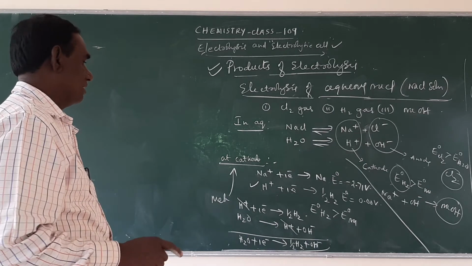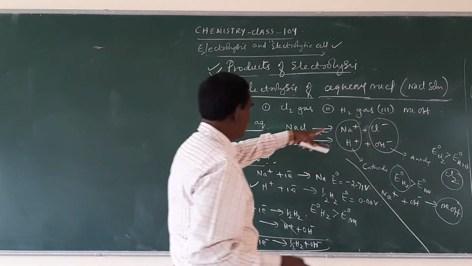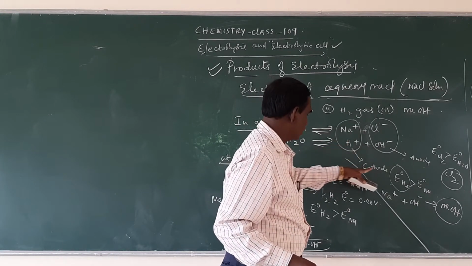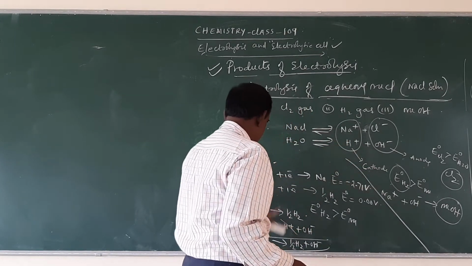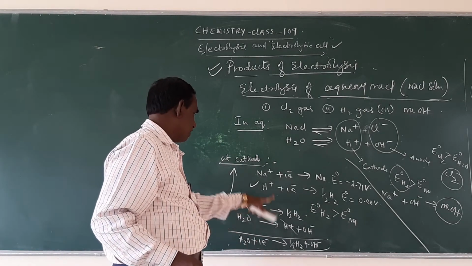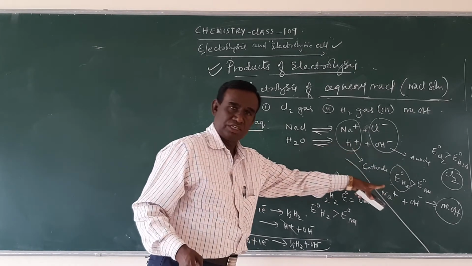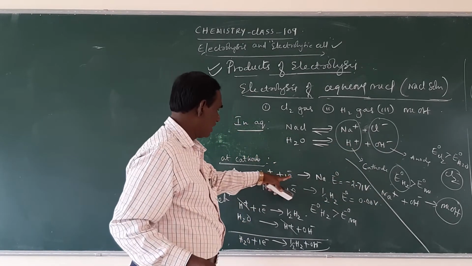So that is the net reaction at cathode. If you take the cathode, Na+ and H+ move towards the cathode. Therefore, I can write all these equations. Net reaction at cathode is H2O plus 1 electron. That means at the cathode, Na+ and H+ compete. That is Na+ plus 1 electron gives Na.